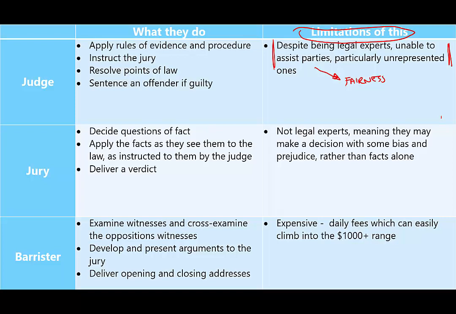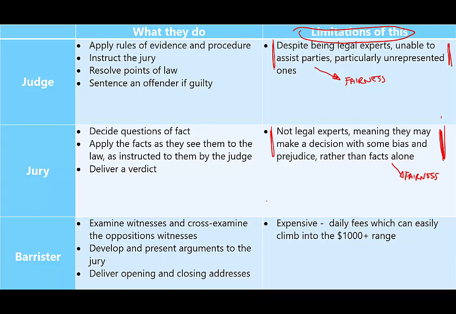So if we look at the jury, and this is a really common one that we've been over thousands of times, it comes up quite a lot with rights of the accused person. We know the jury decides questions of facts first and foremost. Based on the questions of facts, they deliberate them, they take instructions from the judge, and then they deliver a verdict. What are the limitations of this? What are the issues with this? Well, the big one is we know juries are not legal experts. It means they may make a decision that has some bias or prejudice in it, and we know that this probably really closely links to fairness as a principle of justice.